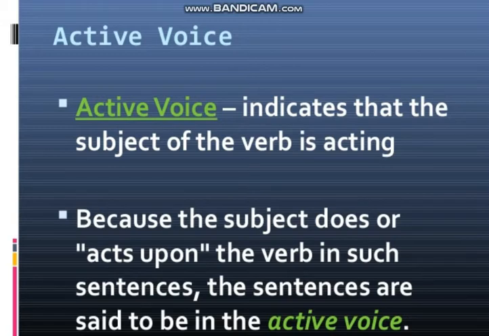Active voice indicates that the subject of the verb is acting. In active voice, the subject is active in a sentence, the subject is the main performer of an action, and it is the main focus of the sentence. Because the subject does or acts upon the verb in such sentences, the sentences are said to be in the active voice. Obviously, when the subject is active in a sentence, you would call it active voice.